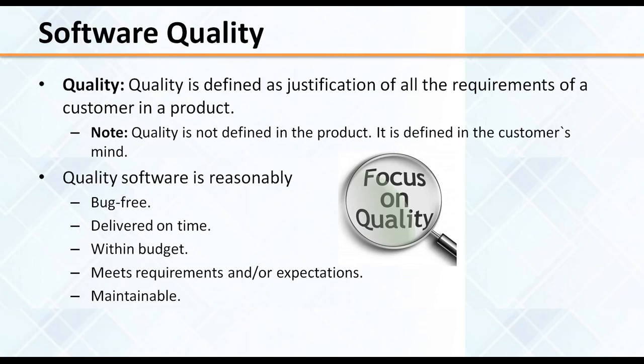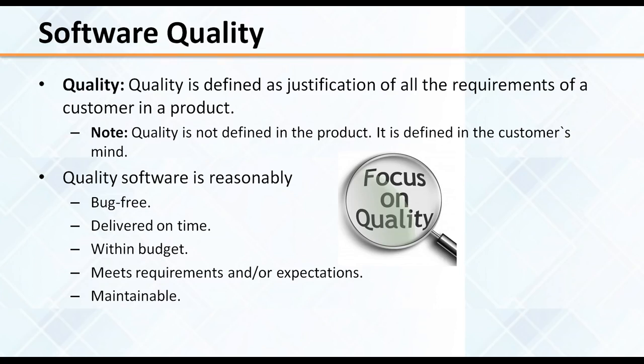So these are the main important points which we need to consider before calling a product quality. If you want to say a product is quality, that particular product or software should meet all these criteria. Then we can call a product software quality. It should be bug free, it should be delivered on time, and it should be within the budget, and it should meet the requirement or expectation, and it should be maintainable. So this is all about quality.